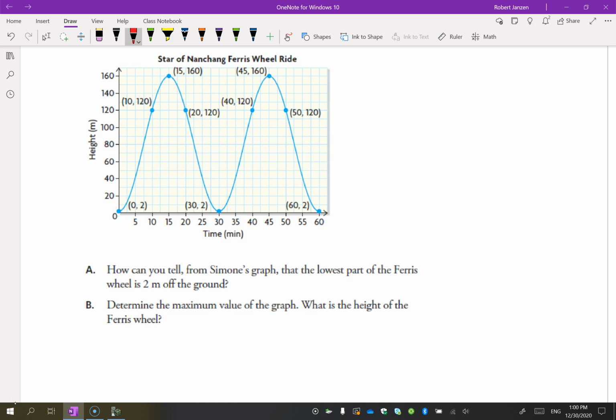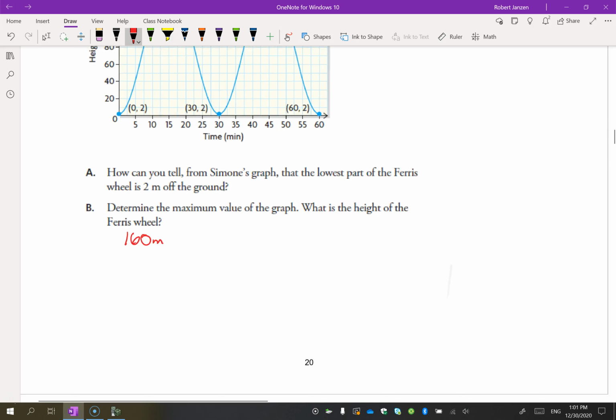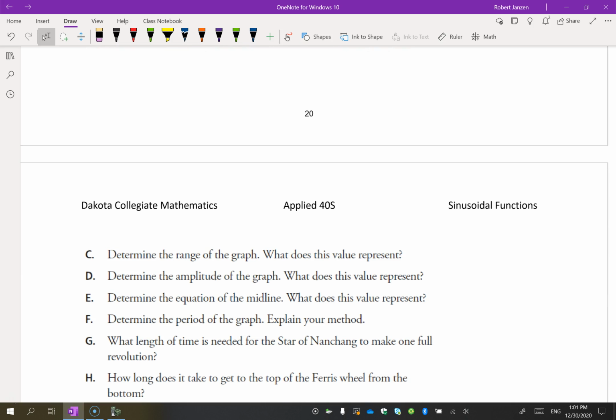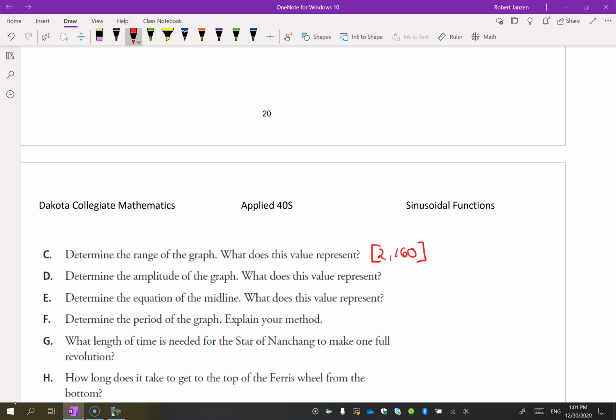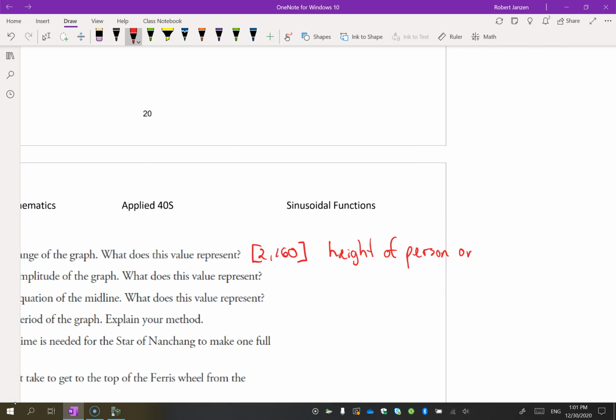What is the maximum value? In other words, how high do you go on the Ferris wheel? Well, again, you look at the highest point, our maximum, and it says we go up to 160 meters. Determine the range of the graph. Range is our y value. So our range in this case is from 2 to 160. What does this mean? This means that the Ferris wheel, if we were to draw it here, goes from a low of 2 meters to a high of 160 meters. So that's what it represents. It represents the height of a person on the Ferris wheel.